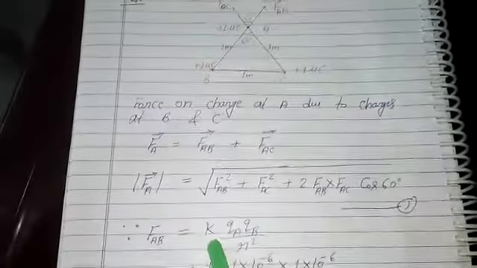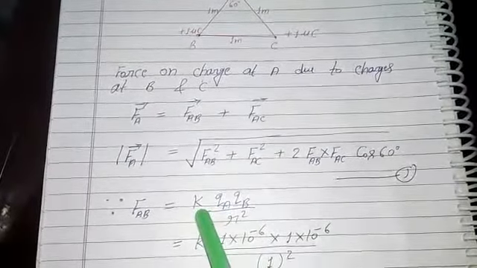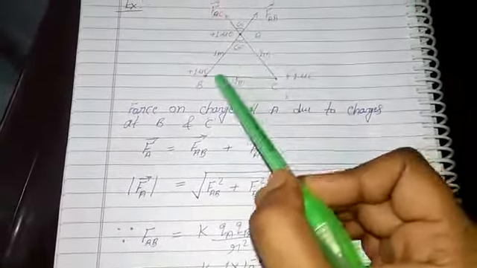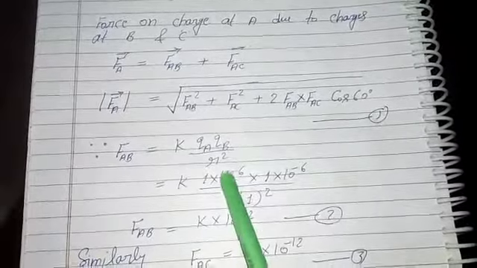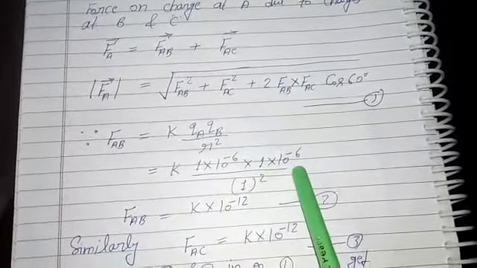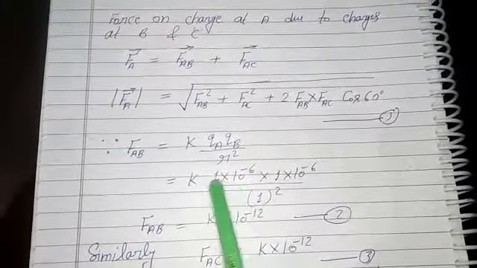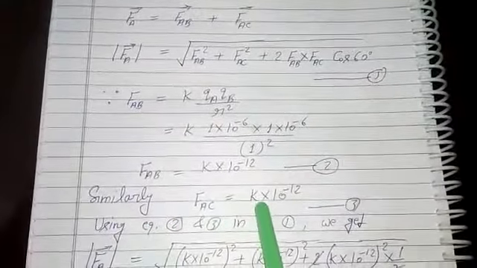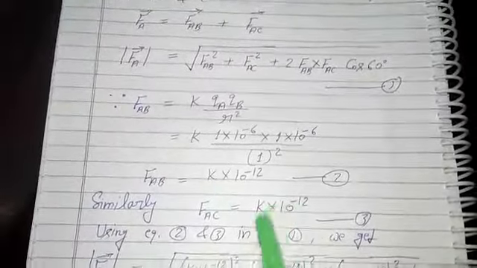FAB, the force between A and B, using Coulomb's law will be FAB equal to K QA QB upon R square. Magnitude of QA and QB are the same, 1 microcoulomb. Microcoulomb will be replaced by 1 into 10 to power minus 6 coulomb. Similarly, QB will be 1 into 10 to power minus 6 coulomb. R distance is 1 meter. Multiplying them, we obtain K into 10 to power minus 12. Similarly, FAC will also be K into 10 to power minus 12 because distances are the same and charges are the same.